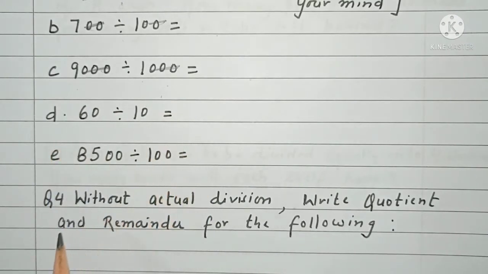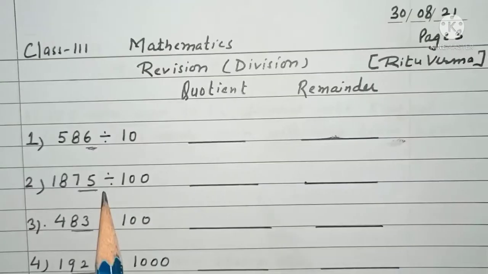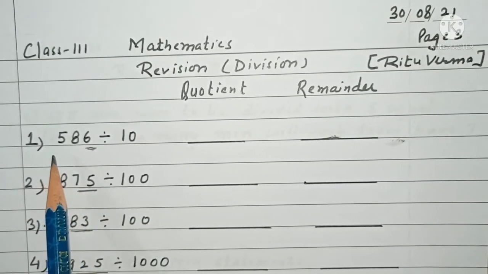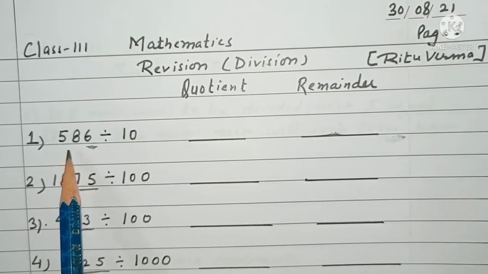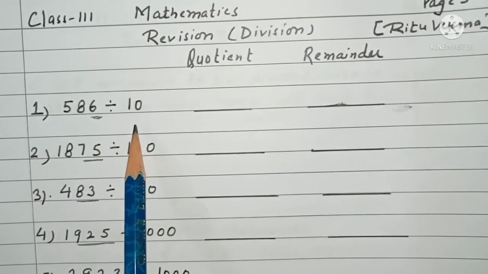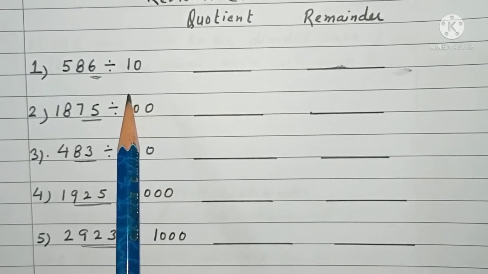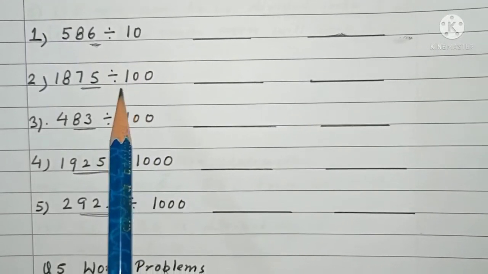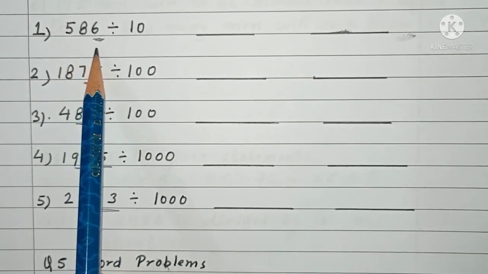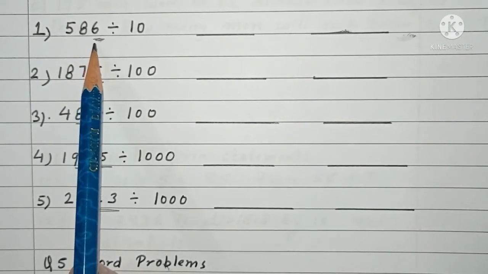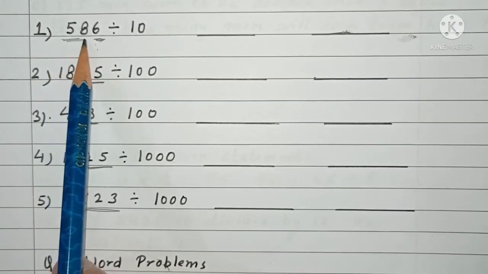Okay. Now moving on to question number 4. Without actual division, you have to write down the quotient and remainder for the following questions. Now, as you can see in the A part, the first part is showing 586 divided by 10. Now, just recall, when any number is divided by 10, the remainder is always the number at the ones place. So here, 6 is the remainder and 58 is the quotient.